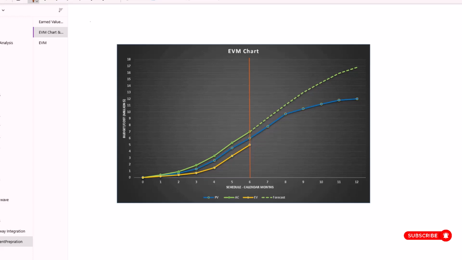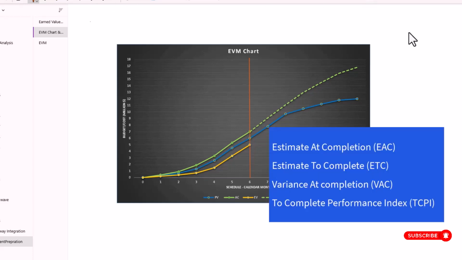Now there are some EVM metrics which help us to forecast the future of the project. And when it comes to forecasting the future, we have 4 different metrics in EVM. These are the major forecast metrics we have in earned value management. The first one is estimate at completion. The second one is called estimate to complete. The third one is called variance at completion. The fourth one is called to complete performance index. Okay, so we're going to learn about these 4 metrics.